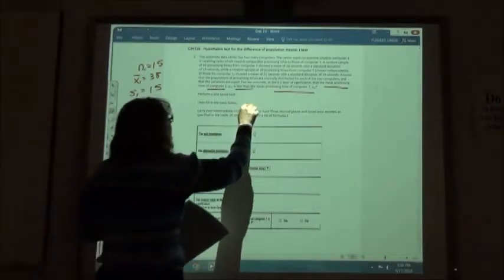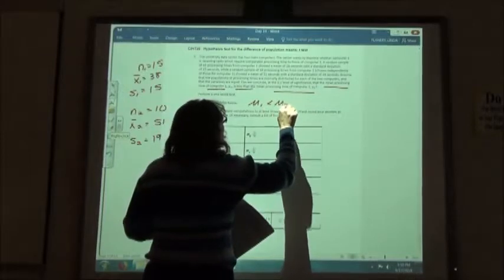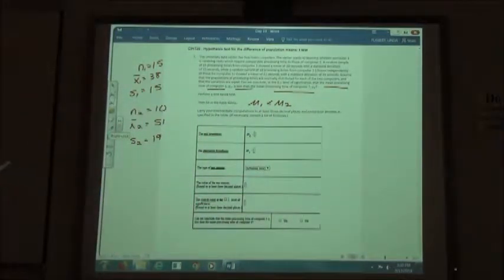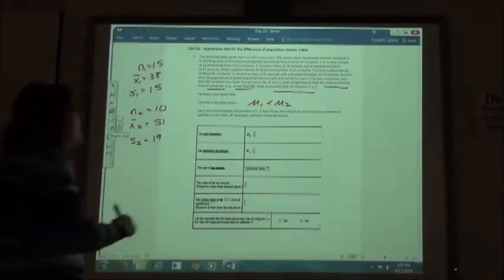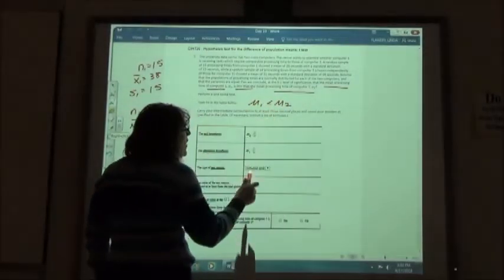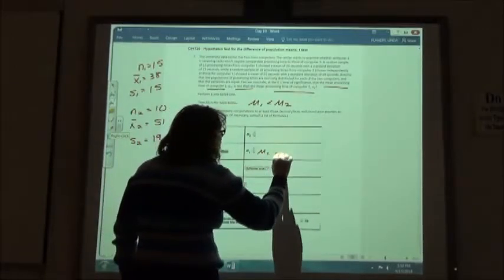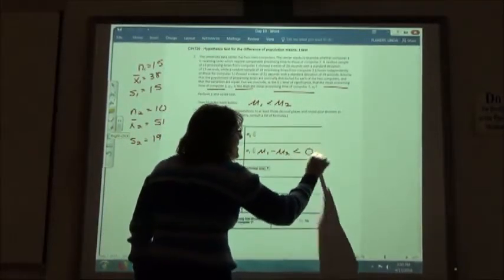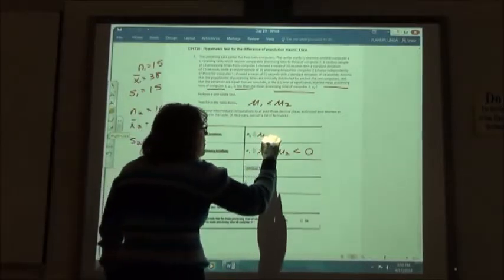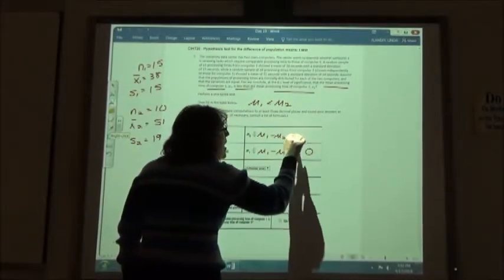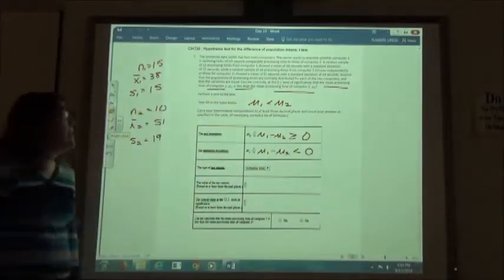So if I'm going to say that U1 is less than U2, would that be my null or my alternative hypothesis? That's my alternative one, right? Now they're going to do something weird on this because they like to compare it to 0, like we were doing on the previous problem. So what they're going to end up doing is taking this and moving it over here. They're going to say the mean of 1 minus the mean of 2 is less than 0. Here then, the mean of 1 minus the mean of 2 would be greater than or equal to 0.